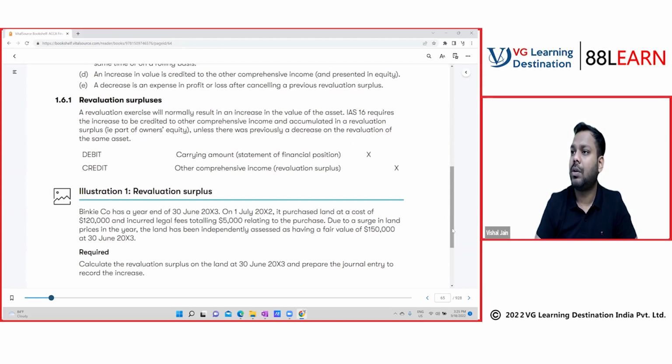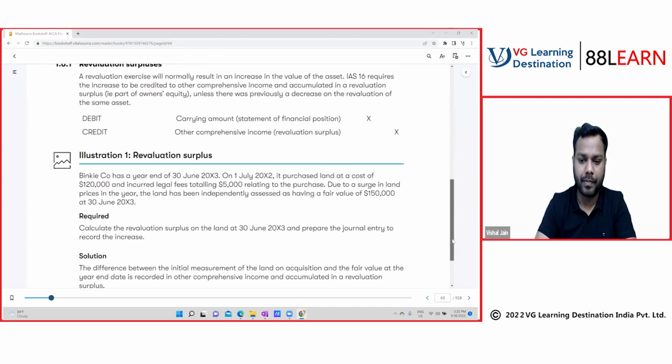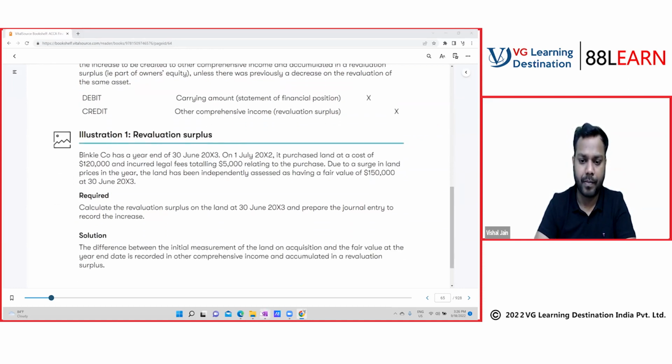Okay, let's discuss it all. So it says Binky company has a year end of 30th June 2023. Okay, let me draw it. Just give me a minute, please.